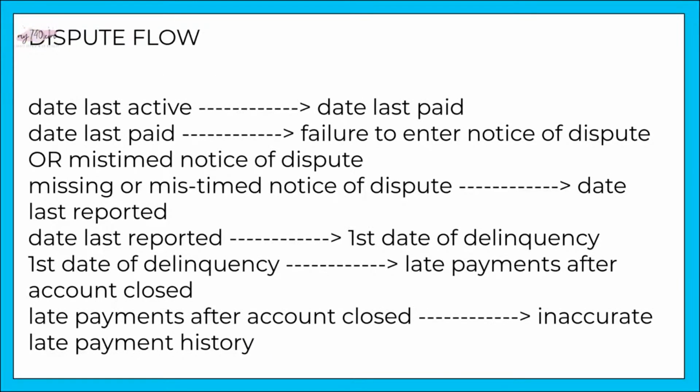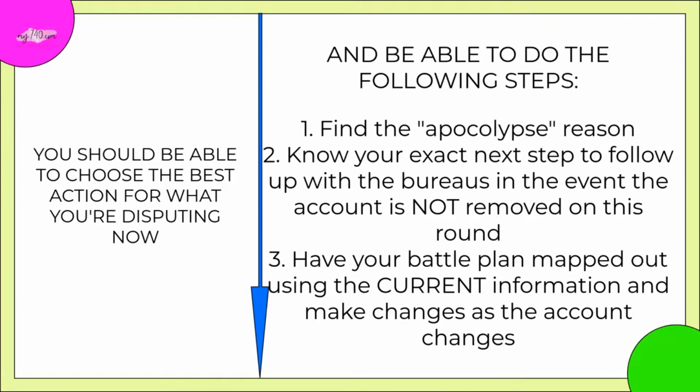And your dispute flow is literally one thing to the next. So as an example, if you use date last active, you are now going to go date last paid. Your next reason could be possibly failure to enter the notice of dispute or mistimed notice of dispute. So this shows you exactly what you should be disputing in what order, okay?